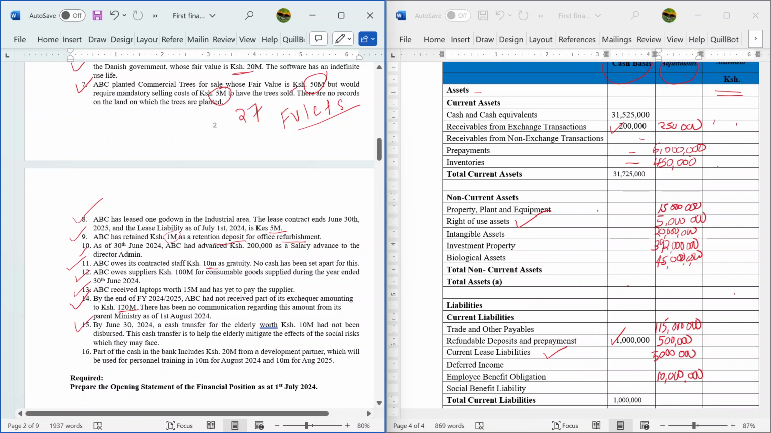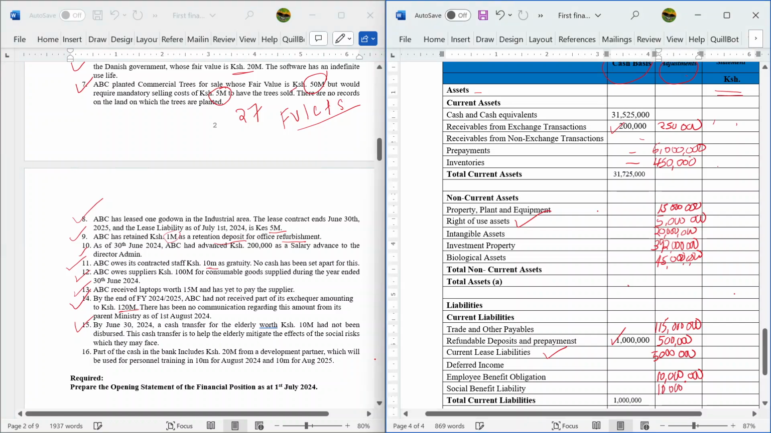15. By June 30th, 2024, a cash transfer for the elderly worth 10 million had not yet been disbursed. This is a liability. Based on your initial practice, you promised the elderly 10 million, and therefore it is a liability to you. Social benefits, we will record how much? 10 million.